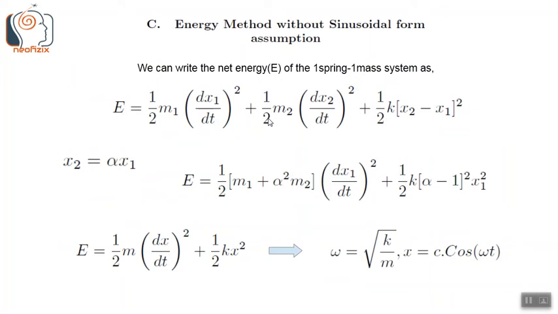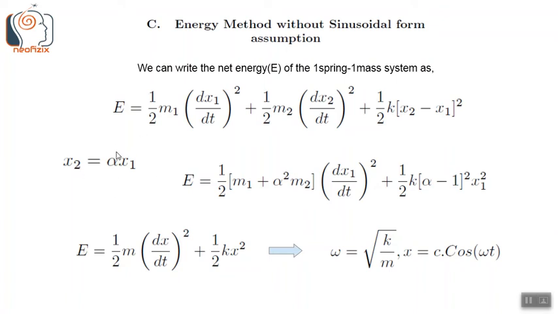Now let us move on to the energy based method to analyze this one spring two mass system. We can write the net energy E of the one spring two mass system as E equals half m1 (dx1/dt) squared. This is the kinetic energy of the first mass. Half m2 (dx2/dt) squared. This is the kinetic energy of the second mass. Half k (x2 minus x1) squared. So this is the potential energy stored in the spring.